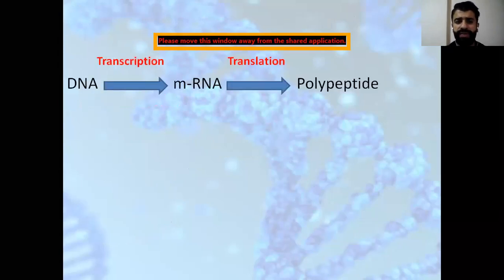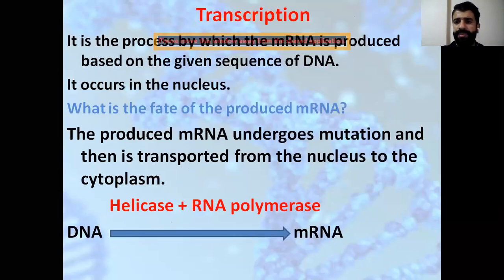DNA, by the process of transcription, gives mRNA. And mRNA, by the process of translation, gives a polypeptide, or an amino acid sequence. Transcription. What is transcription? Transcription is the process where mRNA is produced based on the sequence of the DNA. So based on the DNA, we will give the sequence of mRNA by the process of transcription.